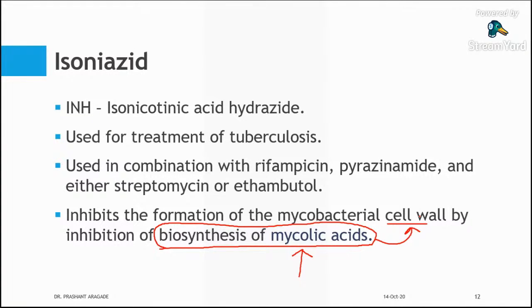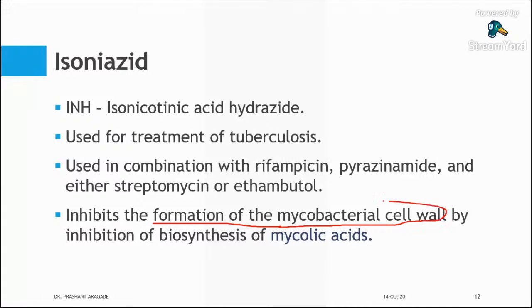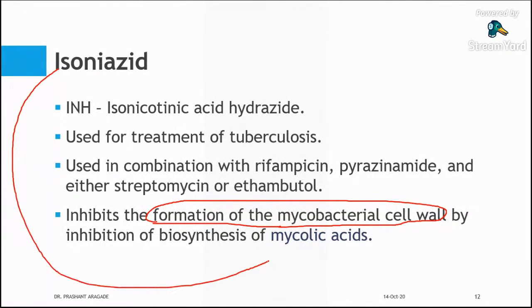मायकोबॅक्टेरियल सेल वॉलचा मुख्य घटक कुठला आहे? मायकोलिक ऍसिड. So biosynthesis of the mycolic acid is stopped by the isoniazide, and because of that there is inhibition of formation of mycobacterial cell wall. म्हणजे नवीन सेल वॉल तयार करण्याचं जे काम आहे ते स्टॉप केलं जातं, आणि ते स्टॉप कोण करतं? आयसोनियाझाइड स्टॉप करतं बाय इनहिबिशन ऑफ mycolic acid, by inhibition of biosynthesis of mycolic acid.